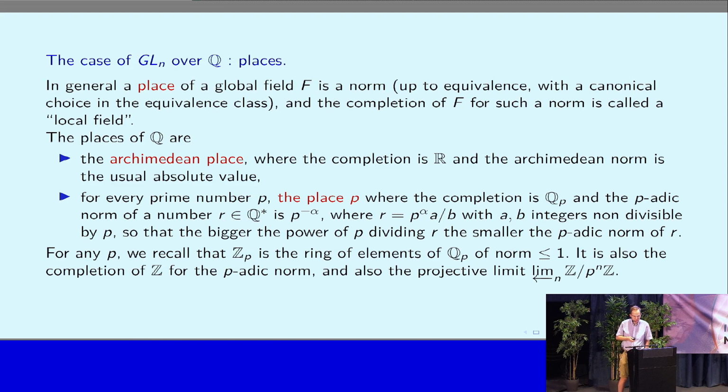The point is that the bigger the power of p, the smaller the p-adic norm. And Zp is the ring of integers of Qp. It's also the projective limit of Z mod p^n Z.